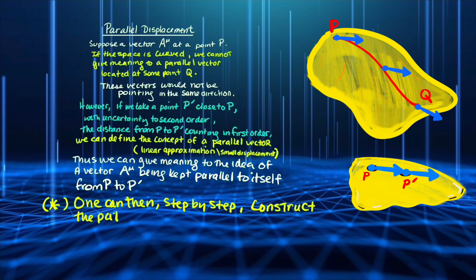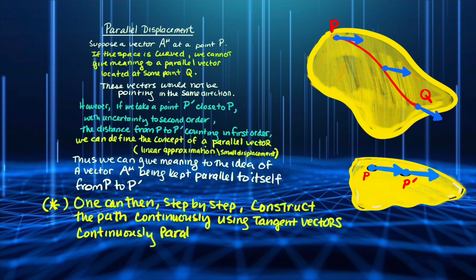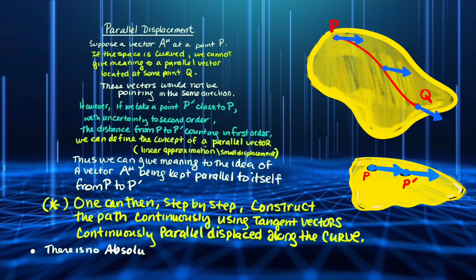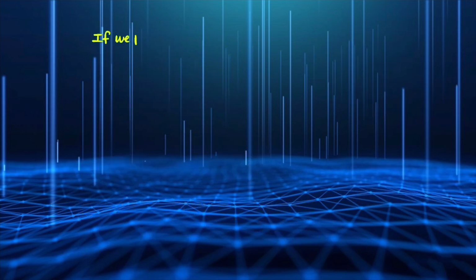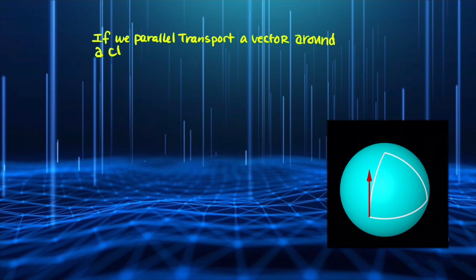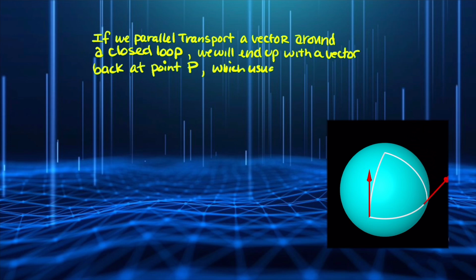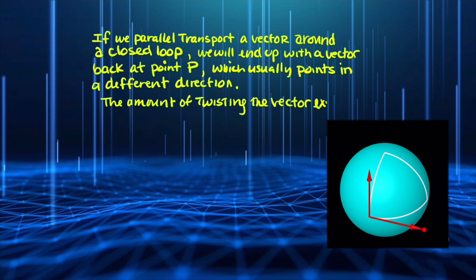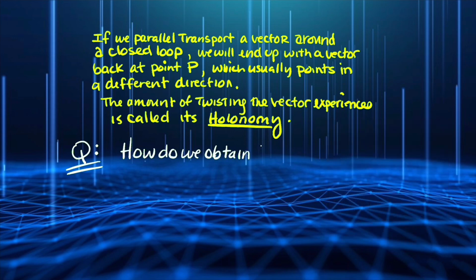Then, if one conceptualizes taking a step-by-step motion through a path, we can construct a path continuously using tangent vectors continuously parallel displaced along the curve. But note, there's no absolute meaning of a parallel vector at the point Q. So if we parallel transport a vector, say, around a closed loop, we will end up with a vector back at point P, which usually points in a different direction. The amount of twisting that the vector experiences is called the holonomy. For a flat surface, the holonomy would be 0.